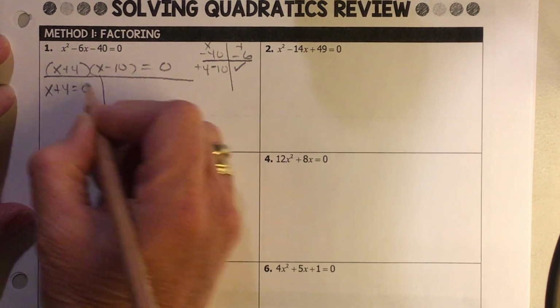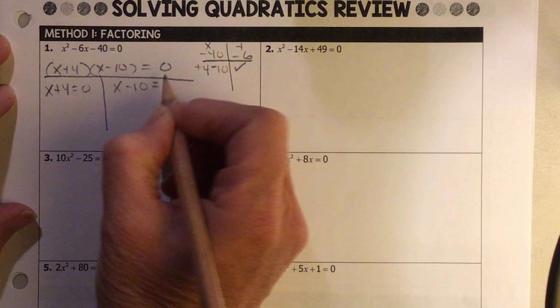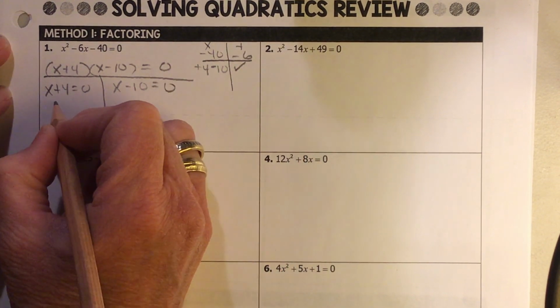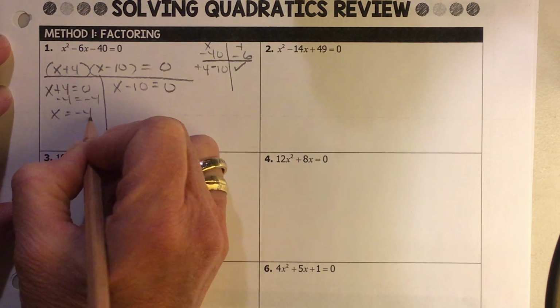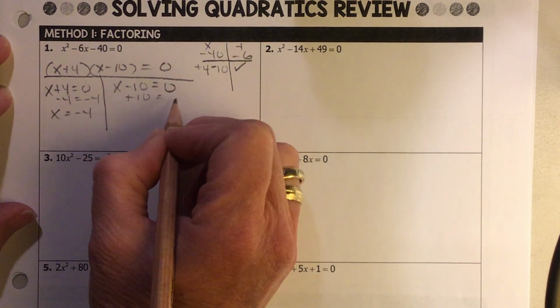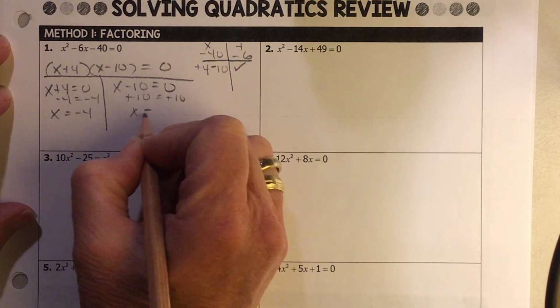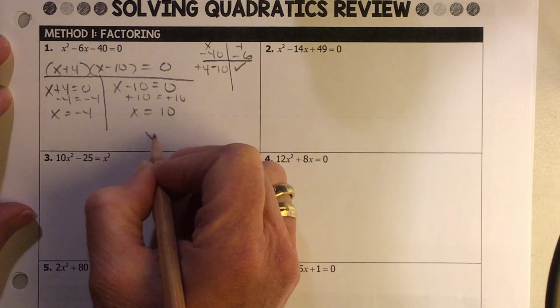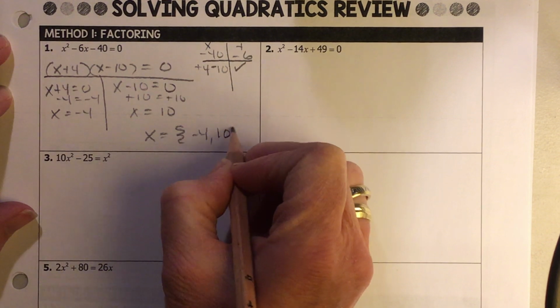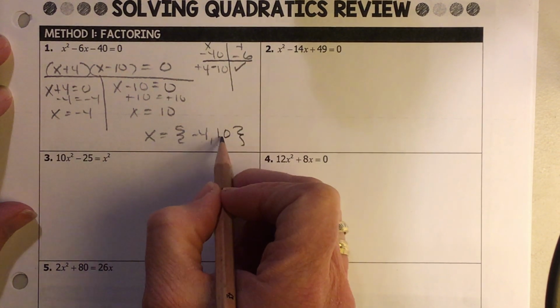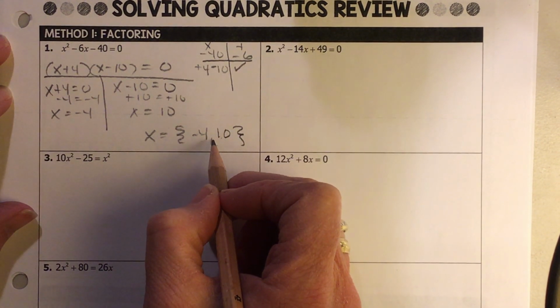X plus 4 equals 0. X minus 10 equals 0, and then you're going to isolate your x. So I'm going to subtract 4 on the left side. I'm going to have x equals negative 4. I'm going to add 10 to the right side. I'm going to have x equals 10. And I'm going to rewrite this as I said with my lower number first. So when x is equal to negative 4 or 10, y is 0.